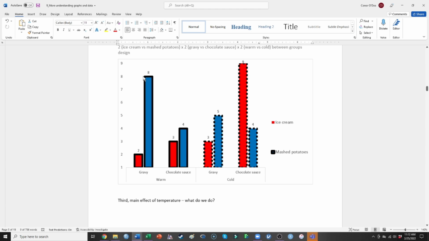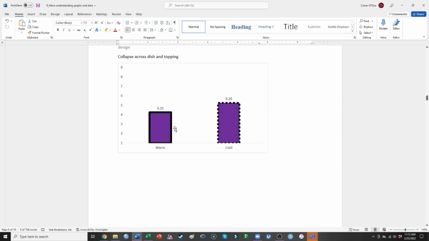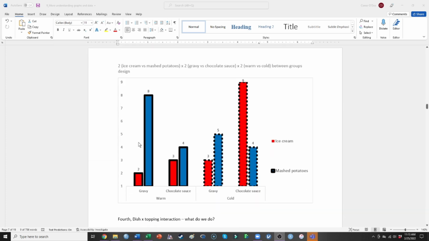So 2 plus 8 plus 3 plus 4 divided by 4. And then I'm going to see 3 plus 5 plus 9 plus 4 added together and then divided by 4. And so these will be coded as purple bars with a solid outline that signifies warm, and purple bars with a dotted outline that signifies cold. And what we see here is that the average for warm was a 4.25. The average for cold is a 5.25.